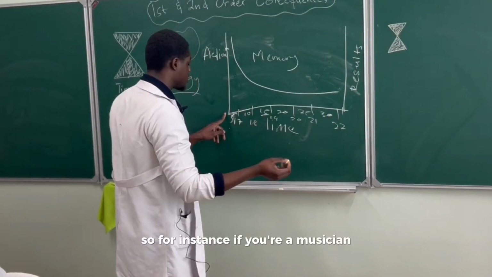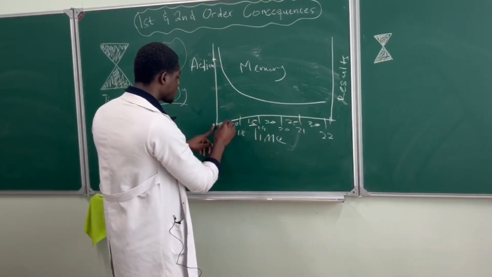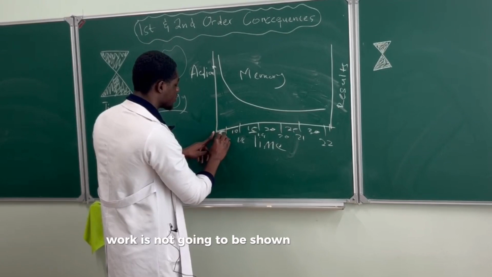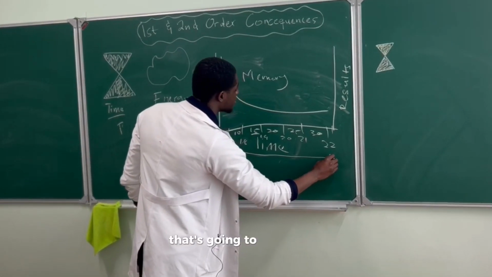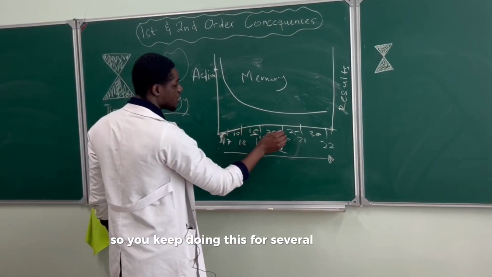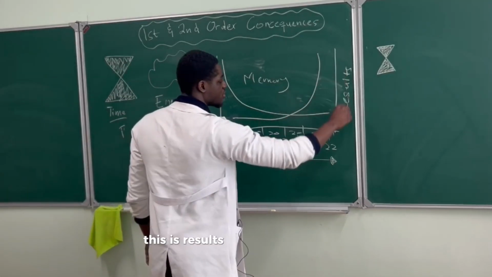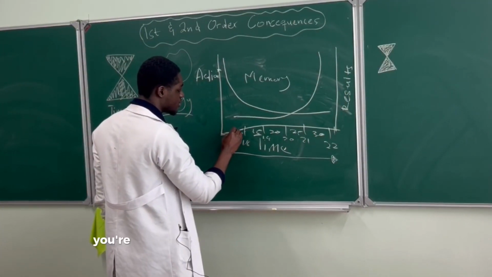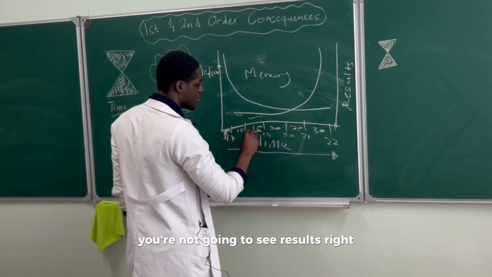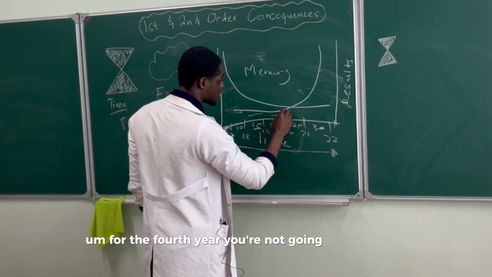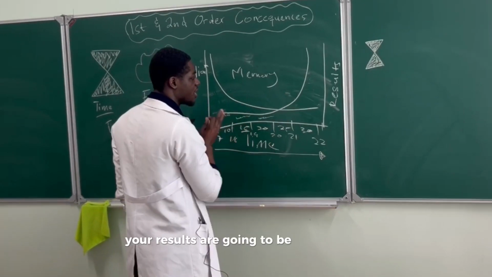So for instance, if you're a musician and you start working on your music for, let's say, 4 hours a day, the effect of your work is not going to be shown, because it's time that's going to determine. So you keep doing this for several years. This is results. Your first year, you're not going to see results. The second year, you're not going to see results. For the fourth year, you're not going to see results. But as time goes on, your results are going to be exponential.